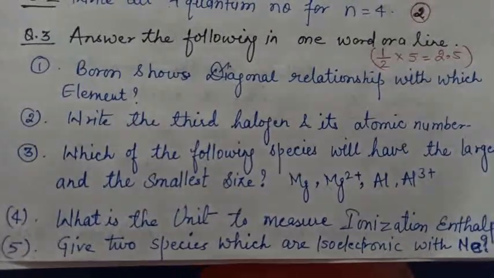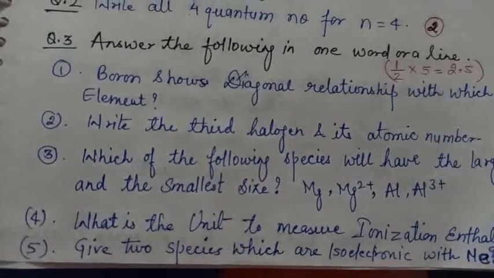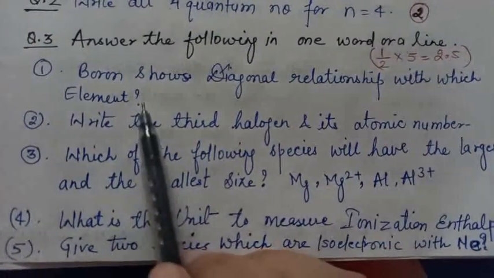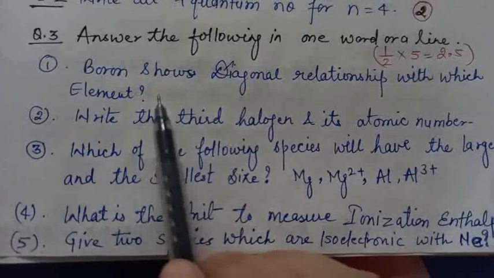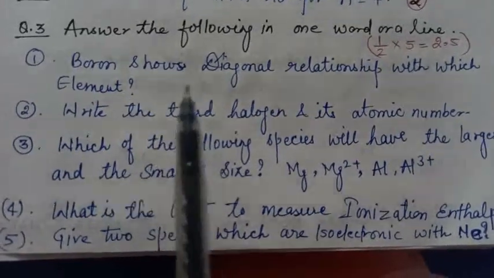So these kind of instructions were there. That is why only I am making this video. Otherwise, I would have forwarded a PDF to you. So boron shows diagonal relationship with which element? So you will have to write the spelling of the element, right? And the spelling has to be correct if you want to get the half mark.